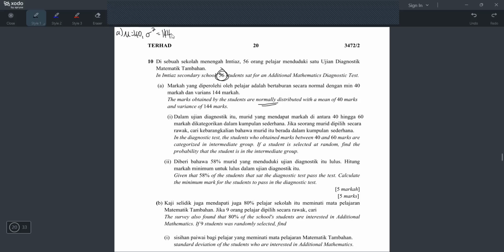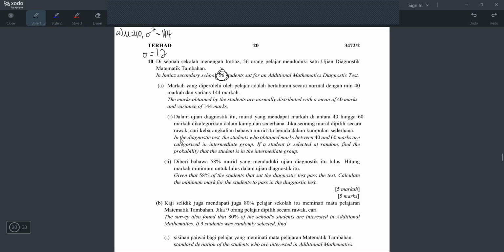Since this is a normal distribution question, I know I'll be using this formula, which is Z equals X minus mean, divided by standard deviation. We use this formula to convert from X to Z. So straight away, I will convert my variance to standard deviation, which is the square root of 144. What is the square root of 144? 12, right? Because in normal distribution, we don't use the variance. We just want the standard deviation.